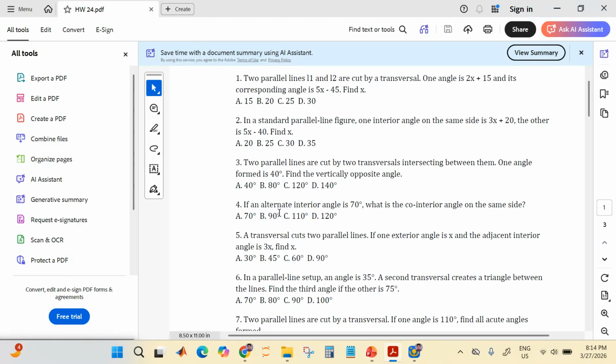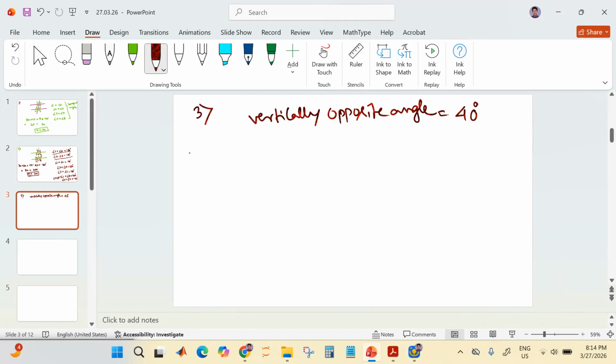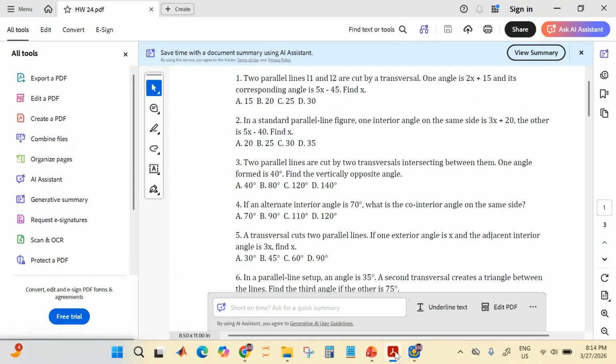So question number 4. If an alternate interior angle is 70 degree, what is the co-interior angle on the same side? See, co-interior angles on the same side means co-interior angle. That means what? Linear pair. So directly you can say it is 180 degree. Sum of these two angles are 180 degree. So obviously it is 110 degree. So these keywords are enough. So no need to draw the whole thing.